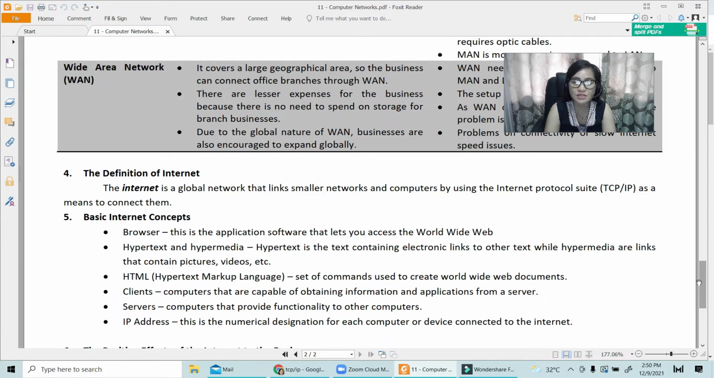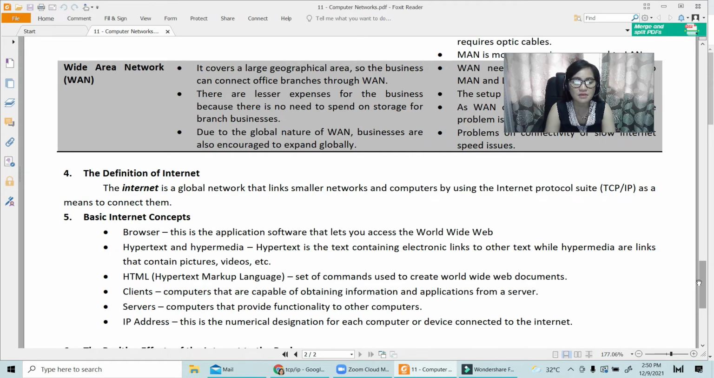And then we also have the hypertext and hypermedia. So when we say hypertext, by the word text, it is text containing electronic links to other text. So since it's hypertext, it is the link or the electronic links that you need to access. It comprises text. Compared to hypermedia, which are links that contain pictures, video, etc. So when you say hypermedia, or the media, it could be a sound, a video, pictures, or graphics. So that is the difference between hypermedia and hypertext.